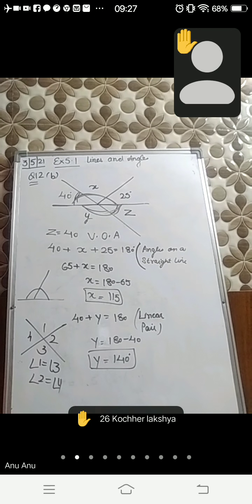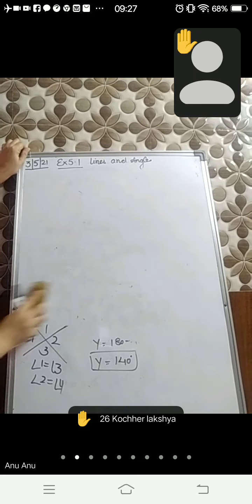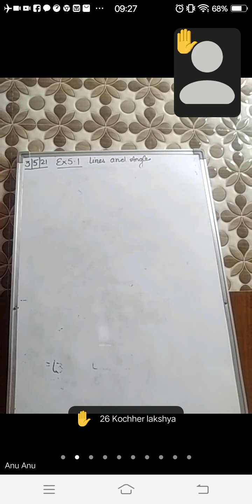Now the next is, if two lines intersect each other and one pair of vertically opposite angles are acute, then the other pair of vertically opposite angles are obtuse. It's very much clear, but I can draw the figure to make this concept clear.